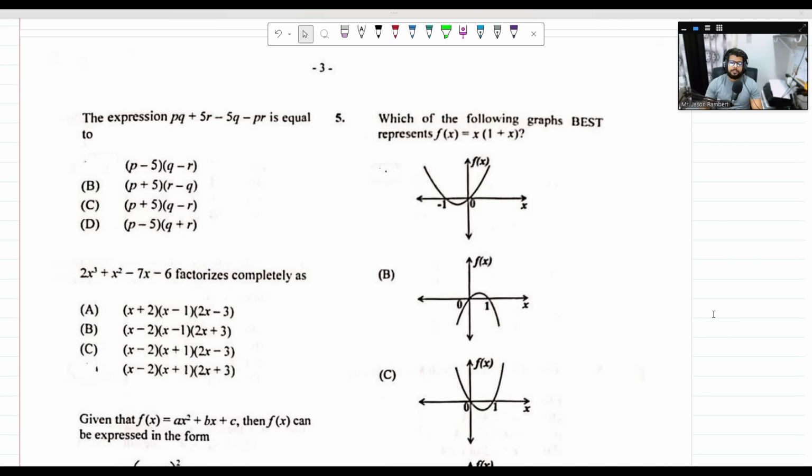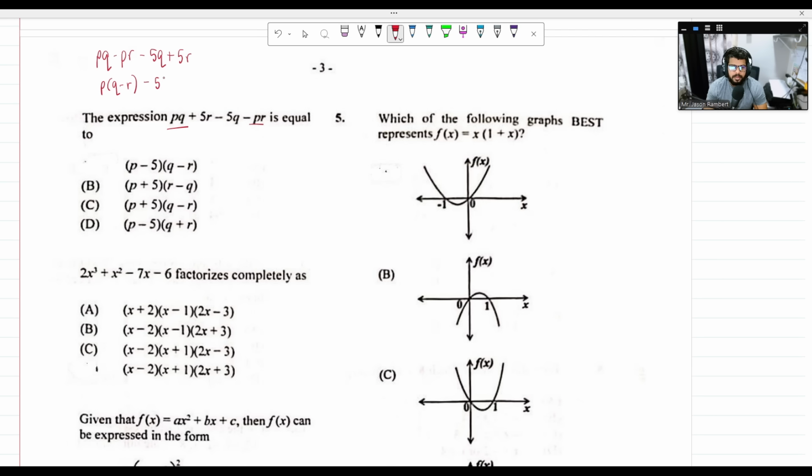2025, paper 1. The expression PQ plus 5R minus 5Q minus PR is equal to, well, this is a simple factorization by grouping. These two have nothing in common. So I will bring the PQ and the PR next to each other. So I will end up with PQ minus PR. And I want the next two terms to have Q first and then R. So I'll have minus 5Q plus 5R, factorizing P into Q minus R.